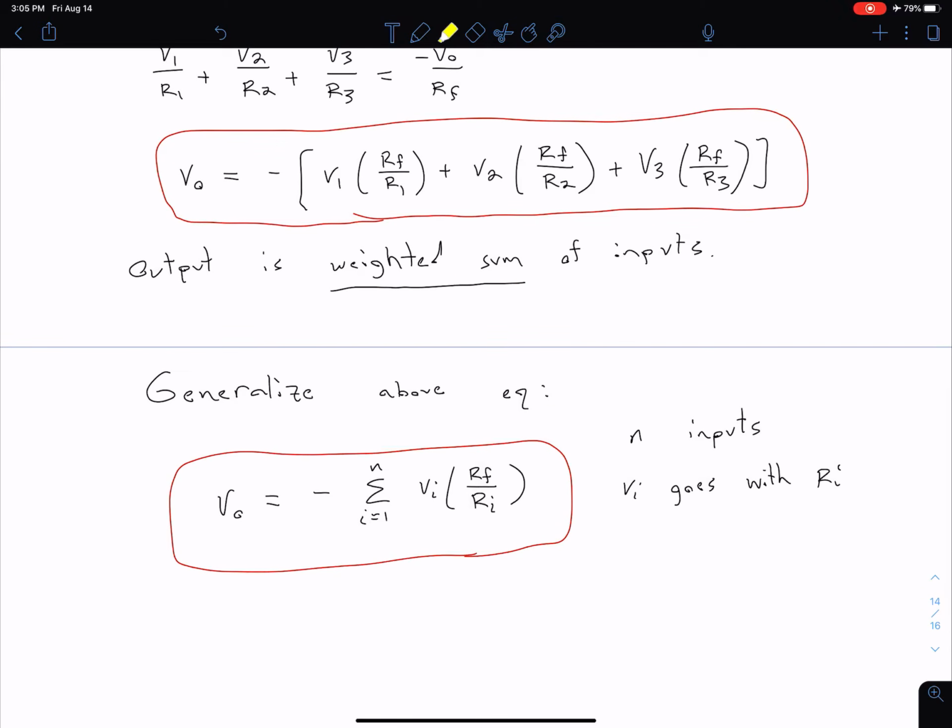What we're going to see in the next video is an example of the summing amplifier, and we'll also analyze some powers before moving on to look at even more configurations.